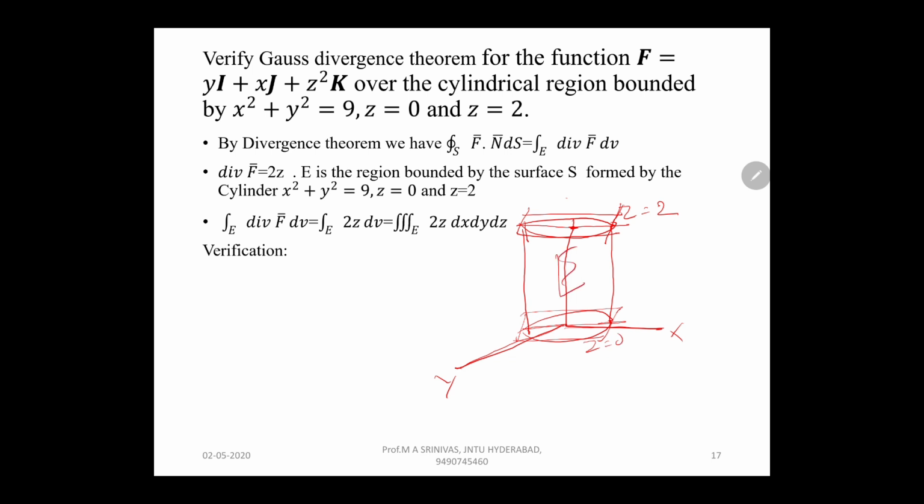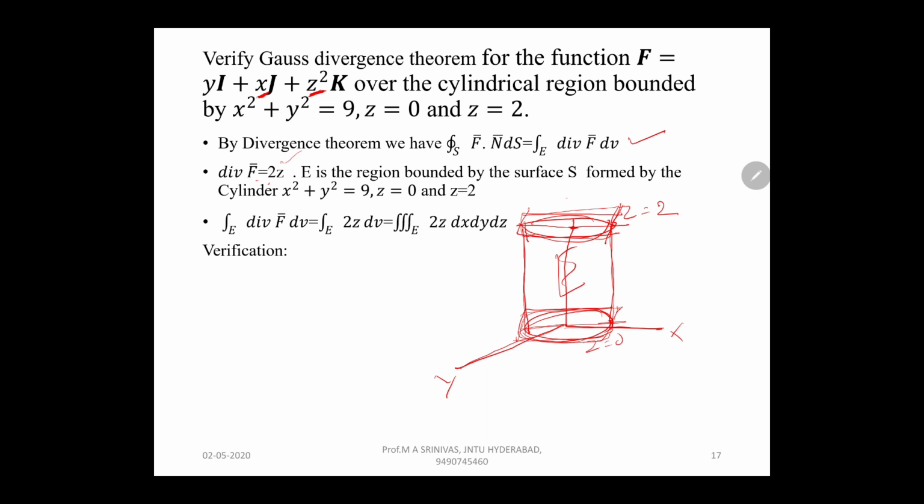This is my region E, and the surface is this curved cylindrical surface, as well as the plane z is equal to 0 and the plane z is equal to 2. So that is a closed cylindrical tin. That is the region here. The divergence theorem says: this is f bar. What is the divergence? Derivative of the first component with respect to x is 0. Derivative of the second component with respect to y is 0. Derivative of the third component z square with respect to z is 2z. So div f bar is 2z.